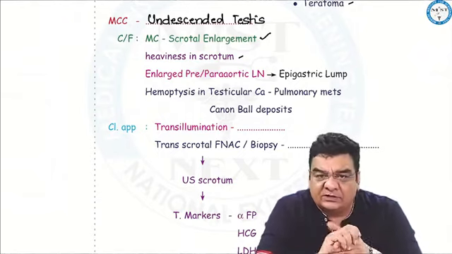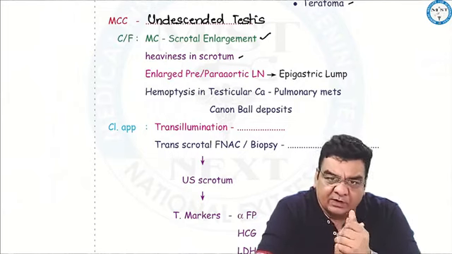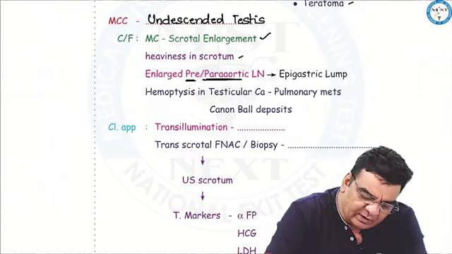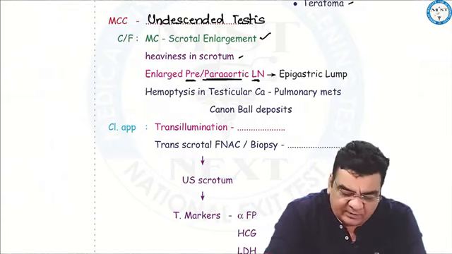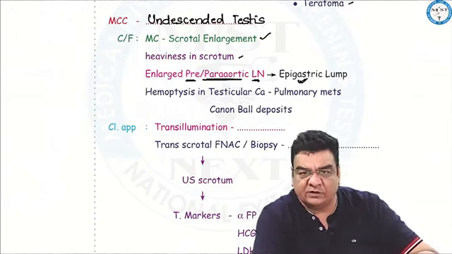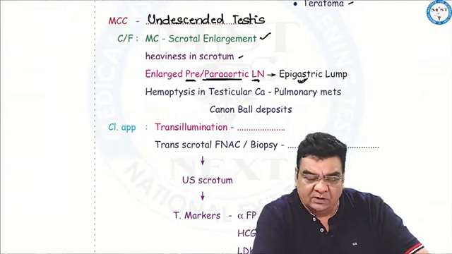Now, apart from this, to understand about these testicular tumors, we know that testicular artery is a direct branch of abdominal aorta. So the lymph nodes draining the testis would be situated on the aorta. Pre-aortic and para-aortic lymph nodes can enlarge, and patient can present with epigastric lump because pre-para-aortic lymph nodes are situated over the abdominal aorta in the epigastric region.